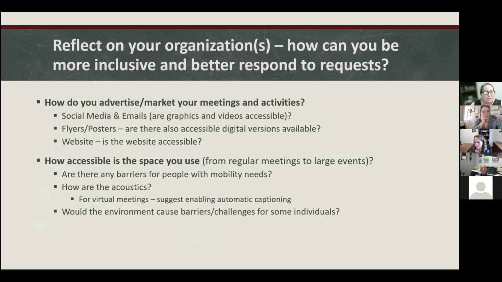Do you do flyers and posters? Are there other versions out there? If somebody could not read that paper flyer or poster, how would they be able to access that information? And if you do have a website or some sort of web presence, is your website accessible?